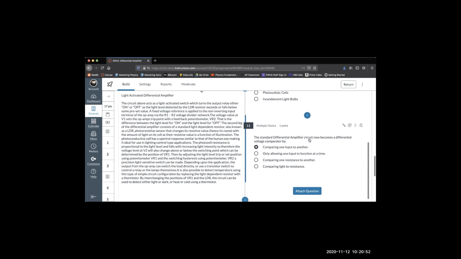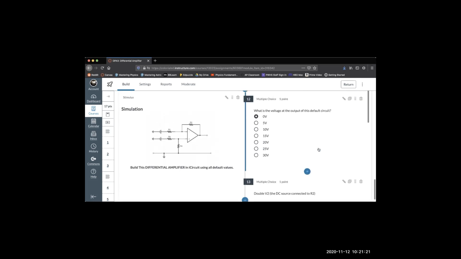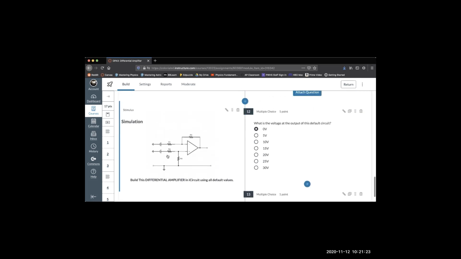The standard differential amplifier circuit now becomes a differential voltage comparator by comparing one input to another. There's nothing to that except language. When we encounter new bits of electronics, there's new language that goes into it, new vocabulary that we need to learn. A differential amplifier is also used as a comparator because it compares one input to another. So here is a 2-input differential amplifier just to give it a try.